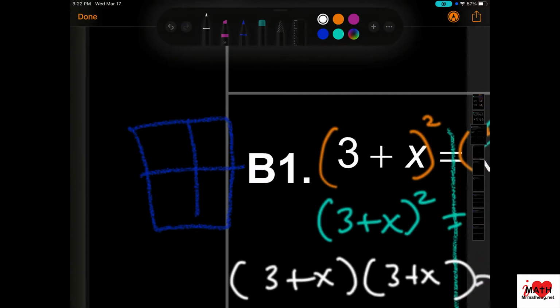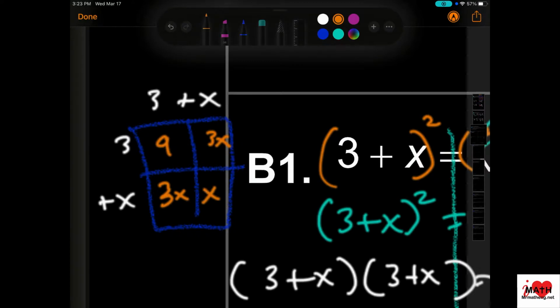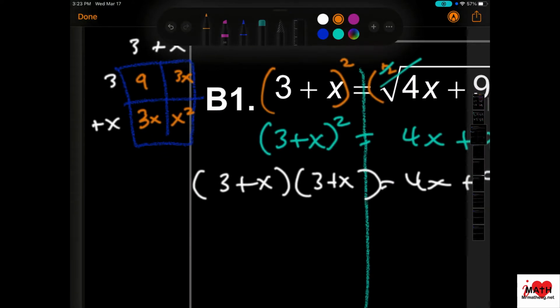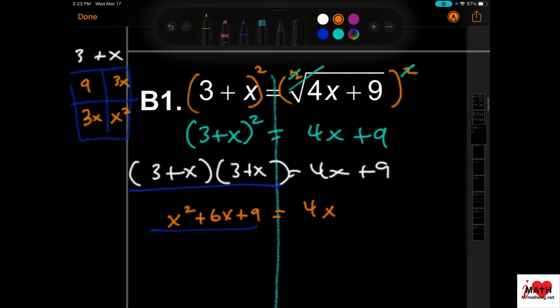So I have 3 plus x, 3 plus x. 3 times 3 is 9, 3 times x is 3x, 3 times x is 3x, and x times x is x squared. So that blue box above, this becomes, from the inside of the blue box to the left there, x squared plus 6x plus 9. I just combine like terms, the 3x's. And over here I have 4x plus 9.